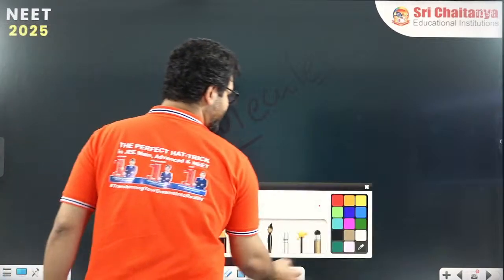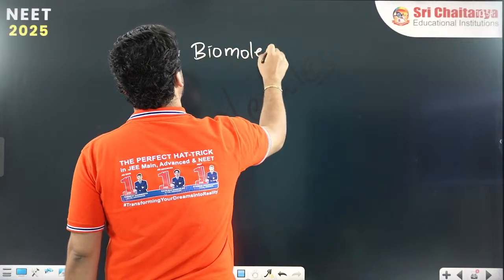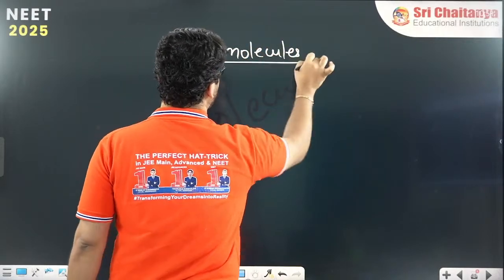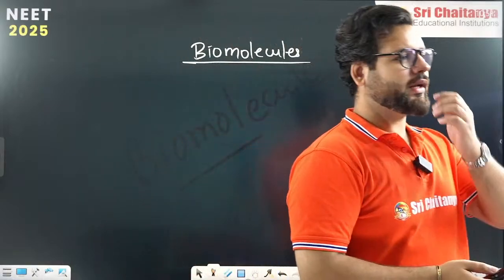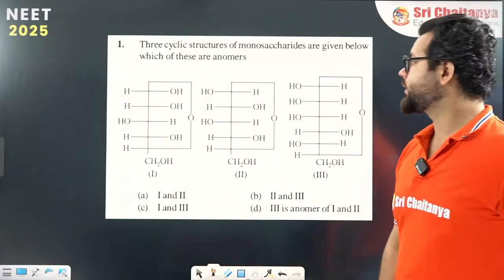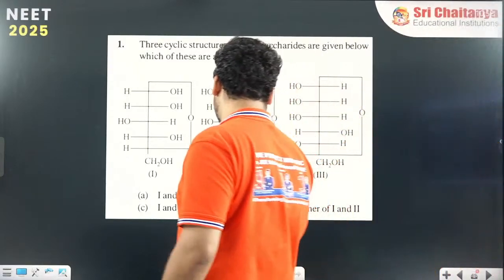And the last chapter we are going to do now is biomolecules. This chapter you are doing well in zoology as well, botany as well, whichever part of the bio you are studying it. So let's quickly revise it. They are asking which of the following monosaccharides are anomers.